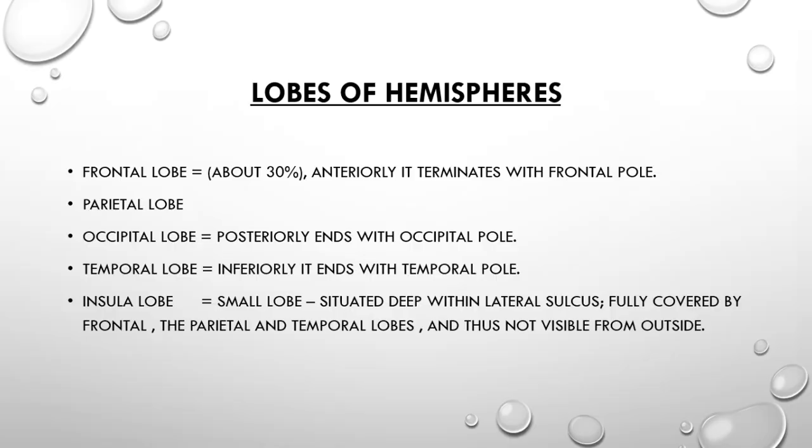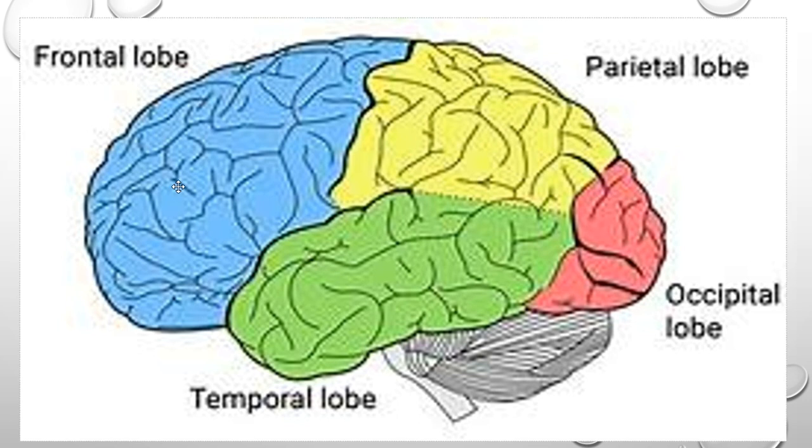We need to study five lobes, and one is the insula lobe, which is not visible from outside. The frontal lobe is the biggest lobe, about 30% of the entire hemisphere, situated anterior to the central sulcus, and anteriorly it terminates with the frontal pole. Just look at the picture. Here is the frontal lobe, delimited posteriorly by the central sulcus, and next is the parietal lobe, delimited by the central and parieto-occipital sulcus.